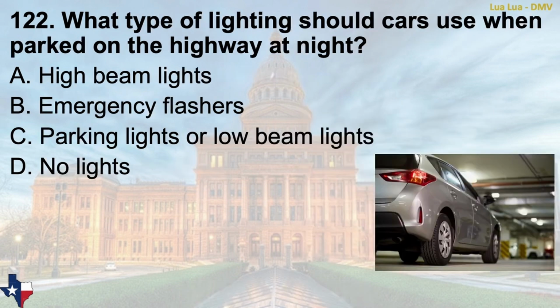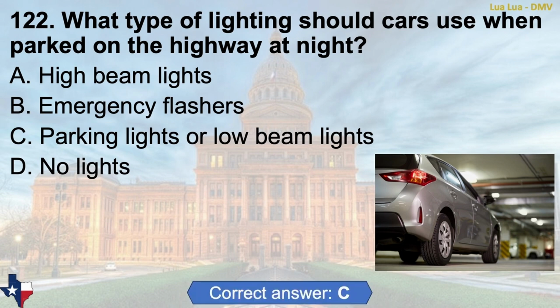Question 122. What type of lighting should cars use when parked on the highway at night? A. High beam lights. B. Emergency flashers. C. Parking lights or low beam lights. D. No lights. The correct answer is C. Parking lights or low beam lights.